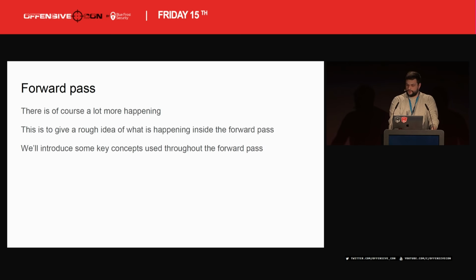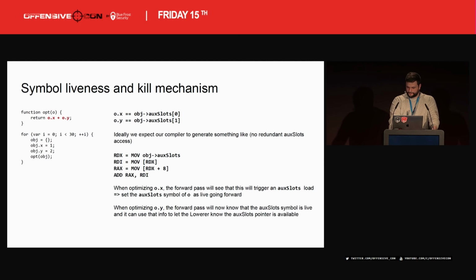So now I'm going to introduce two key concepts that are used in Chakra. The first is symbol liveness. A symbol in Chakra is something that represents a variable or some kind of internal field. They have this concept of liveness. If we take my function, which adds two properties together, o.x and o.y, and I call the function with that particular object in a loop, o.x is at offset 0 in the aux pointer, and o.y is at offset 1 in the aux pointer.